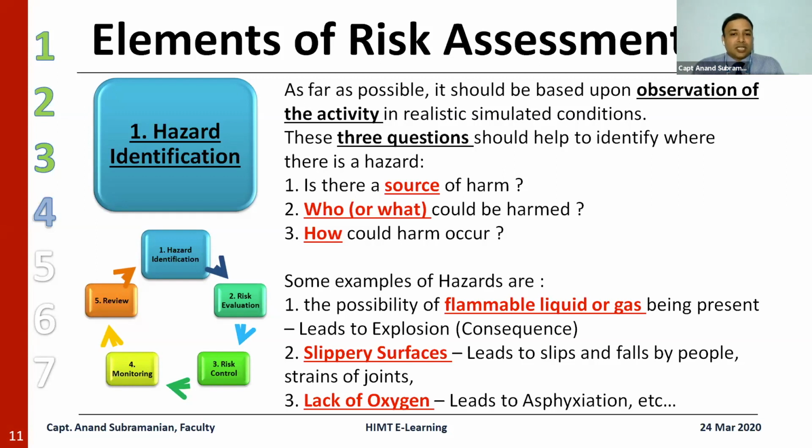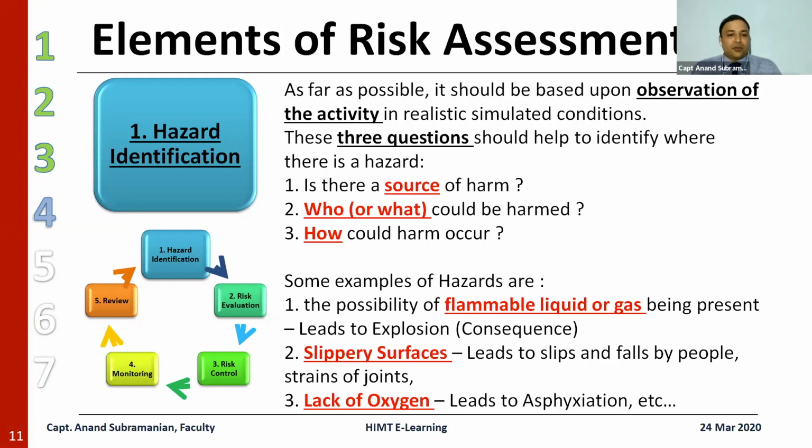And the last question is, how could the harm happen? Is it because of a process? Is it because of a failure of machinery? Is it because of all these reasons? So just keep a note of these 3 questions when you're going for your hazard identification. Where is the source of harm? Who or what could be harmed, and how can the harm occur? Once we have sorted out these 3 points, then we'll have the bulk of our hazard identification. So let's look at a few examples of hazards.